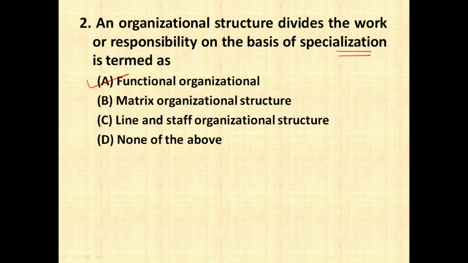In matrix organization, the structure is more complex, where there will be multiple small structures. In line and staff organization, usually the work of the staff is to advise and the work of the line is to actually perform the work or achieve the goal. Line organization is the simplest form of organization, where authority just flows from higher level to lower level, like a military form.